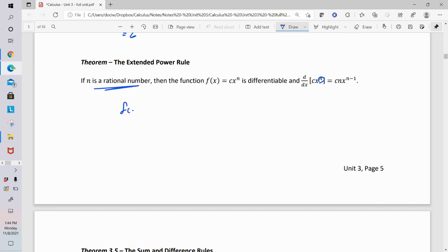So let's suppose that f of x is equal to 3 divided by the cube root of x to the 5th power. This is equal, remember, to 3 times x to the negative 5 thirds. So the derivative of that, negative 5 thirds times 3 is negative 5, x to the negative 8 thirds, because negative 5 thirds minus 1 is negative 8 thirds.